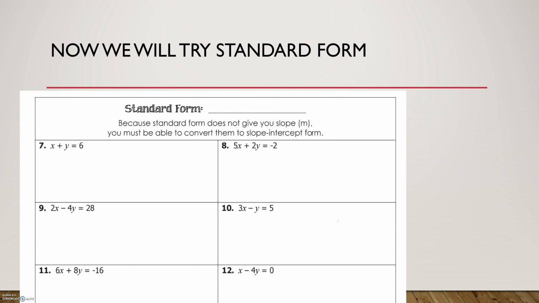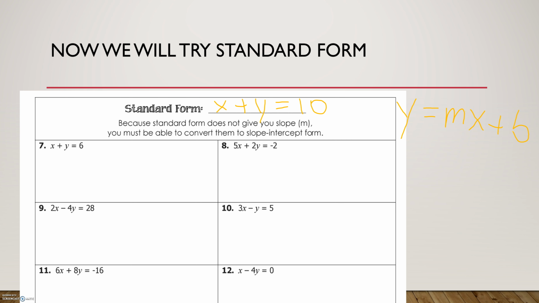Now we're going to work with the standard form. So when you have a standard form, so x plus y is equal to a number, notice you don't have slope, you don't have y-intercept, but there is a way to get slope and y-intercept, and this is going to be the way. Basically, you have to get y is equal to mx plus b. Okay, so we have to get y by itself.